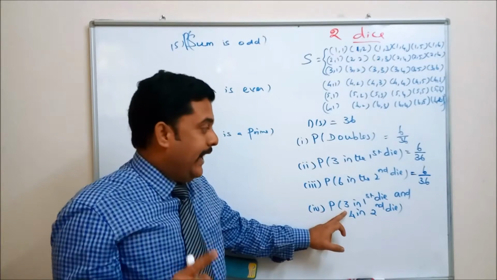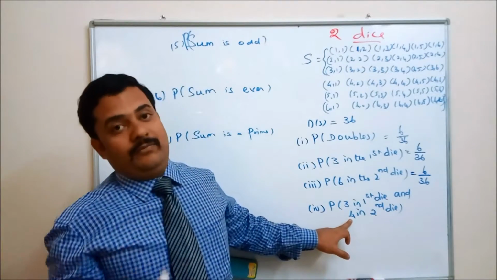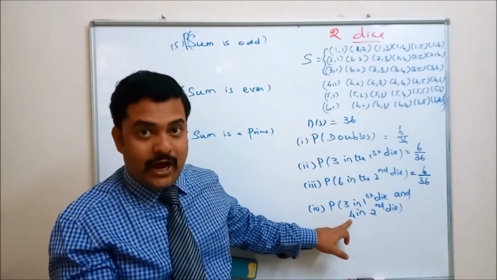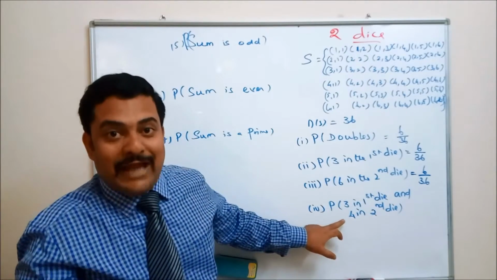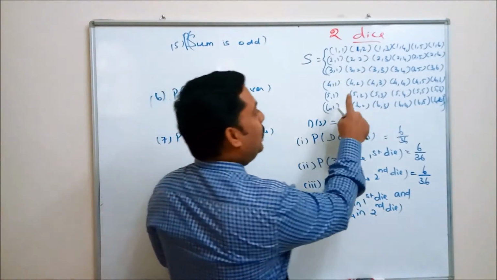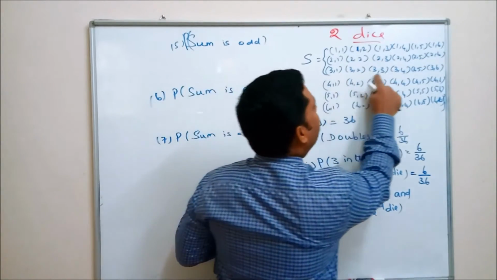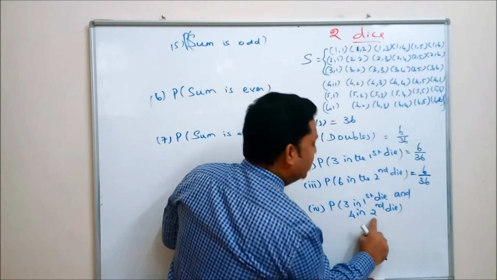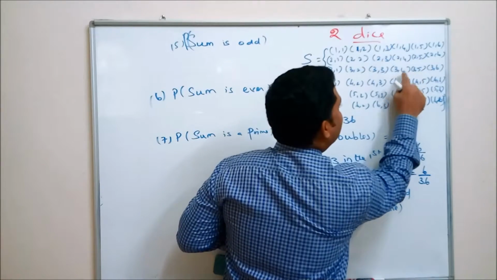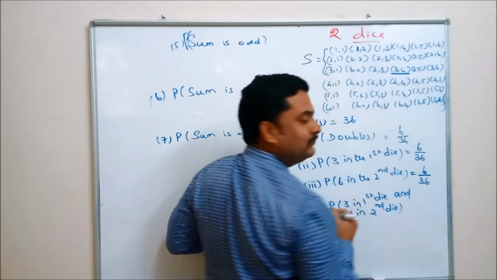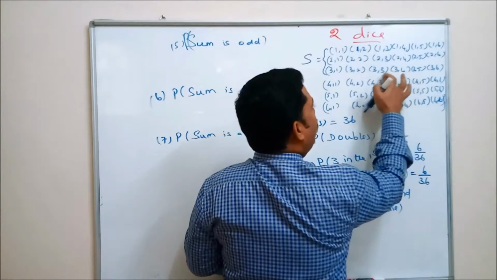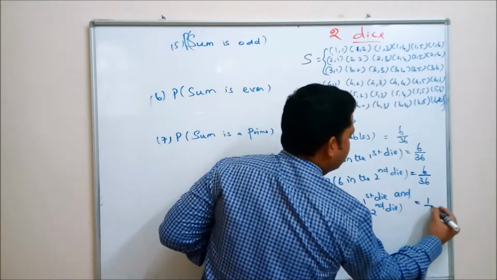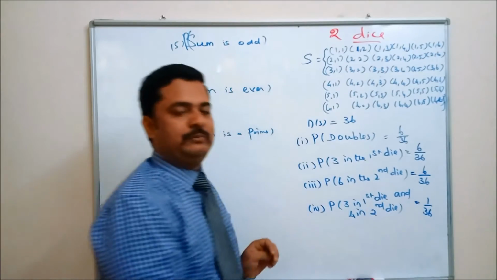3 in the first die and 4 in the second die. How many items can there be? Check. 3 in the first die and 4 in the second die. There is only one item, 3, 4. So there is only one favorable event, and hence this is 1 divided by 36.